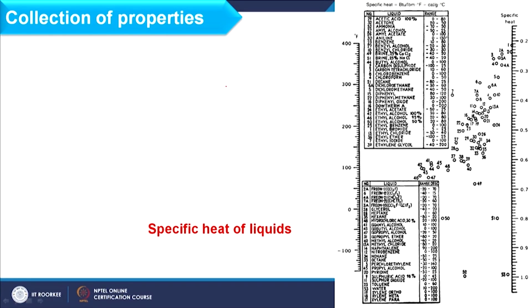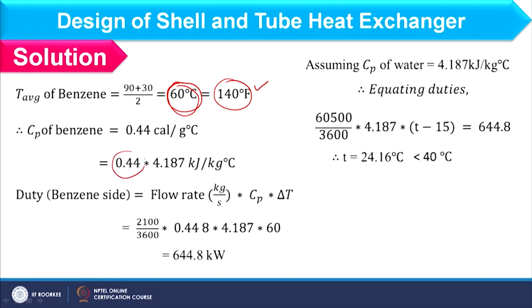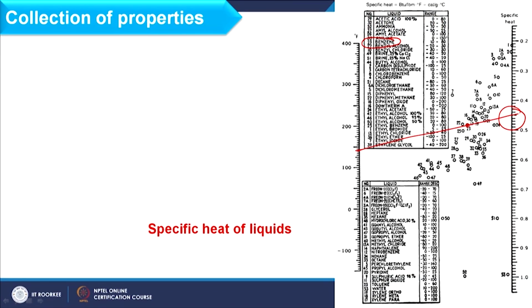If you remember, we have the property data like this, and for benzene the number is 23. So, here you see I have this 23 value, and 140 is the average temperature. So, if I consider this, 140 will lie here. If I join this line, it will cut the right axis, and the value we can obtain for benzene is equal to 0.44. If you draw the line properly, it will come at 0.44.